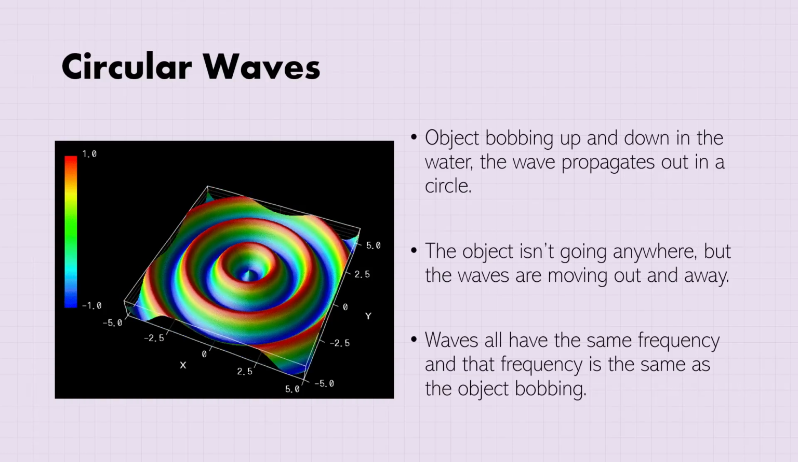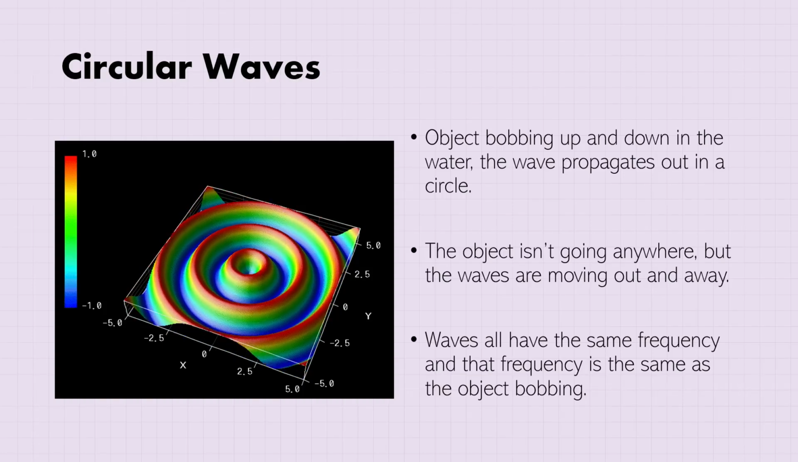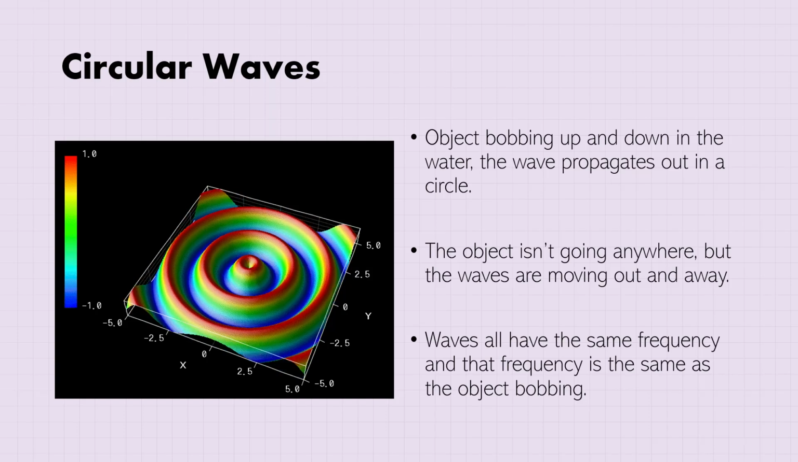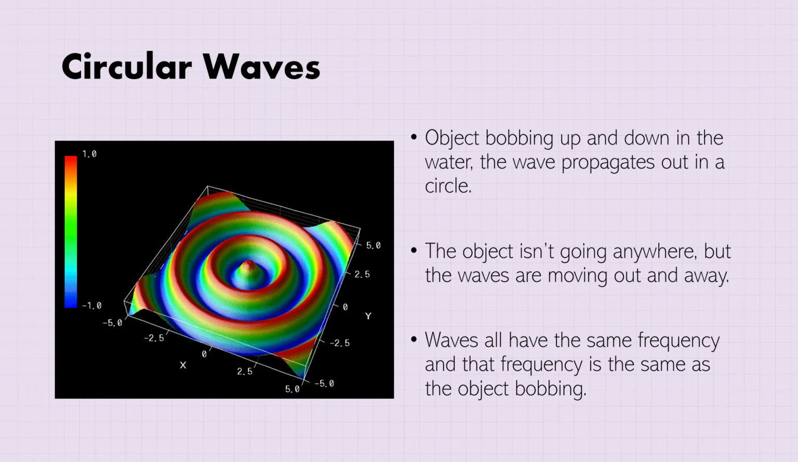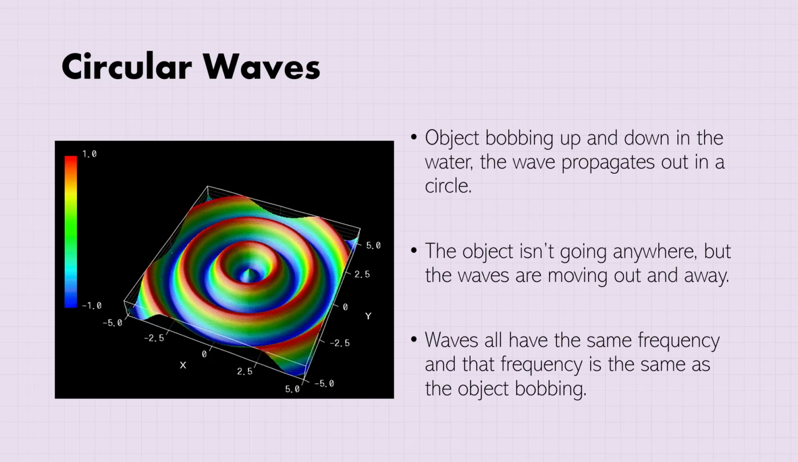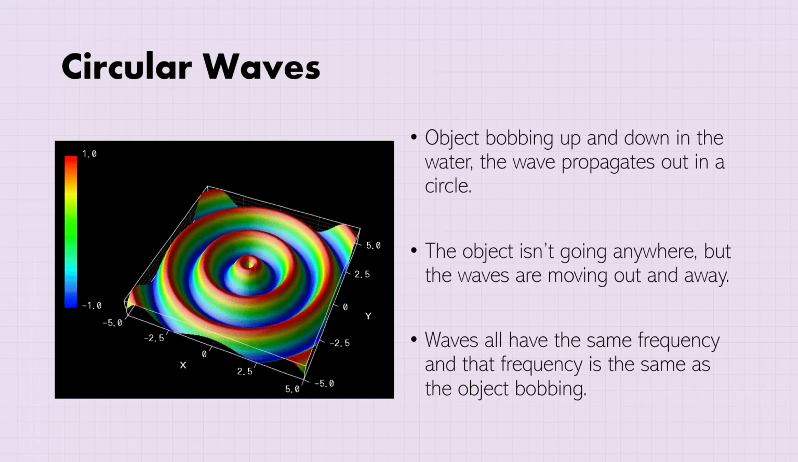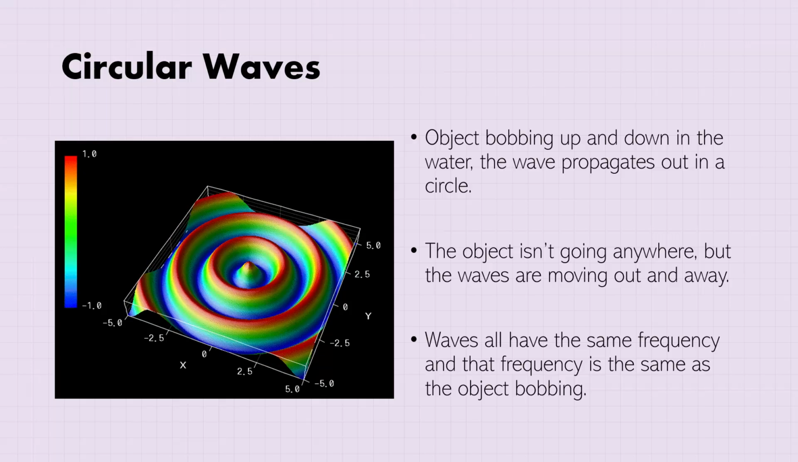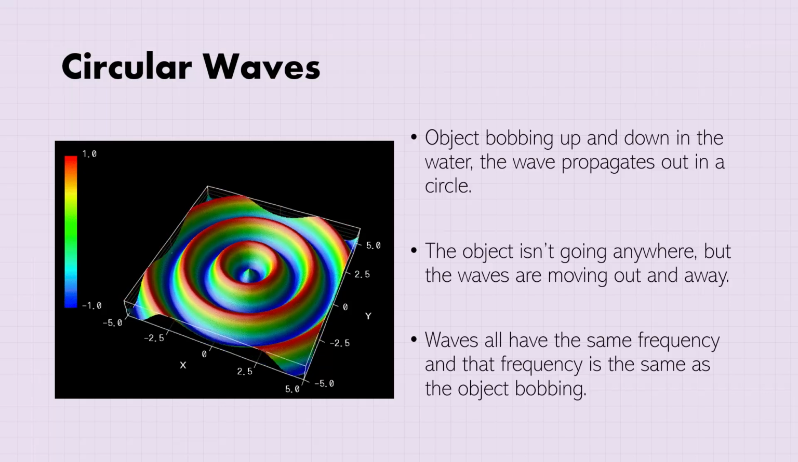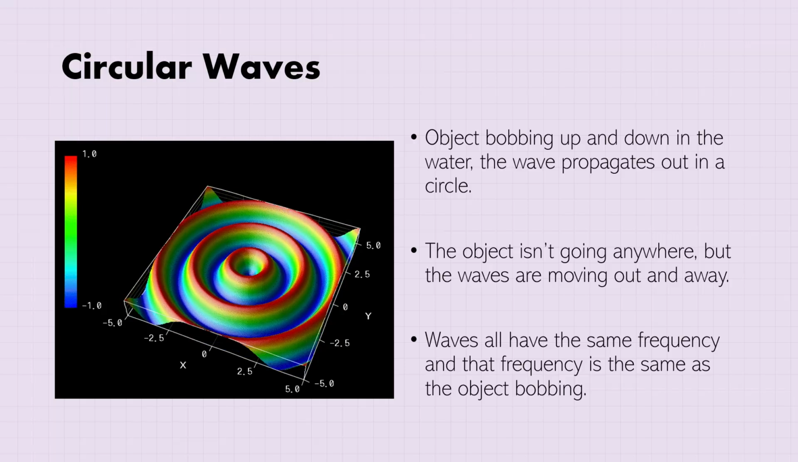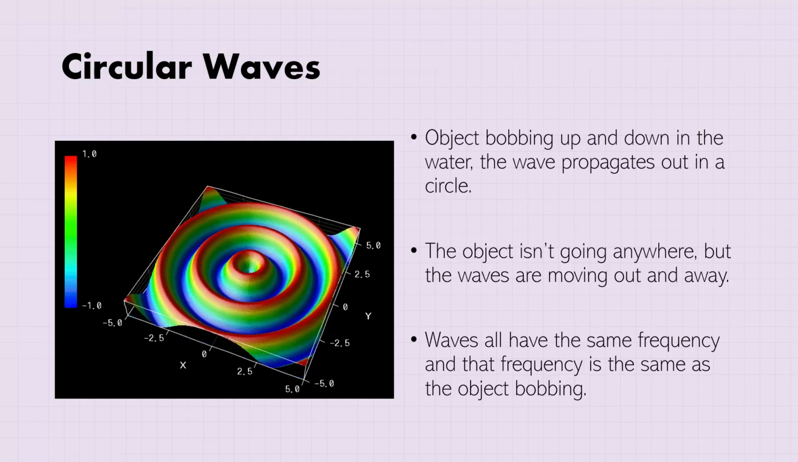So, right, sound propagates out as circular waves, and we can imagine this from my conceptual physics class as an object bobbing up and down in the water, and the waves propagate out in a circle. The object isn't going anywhere, but the waves are moving away from this object, and they all have the same frequency, and that frequency is the same as the object that is bobbing.